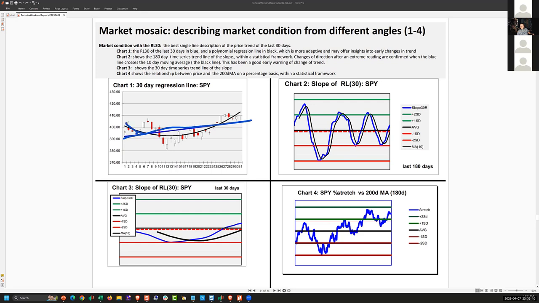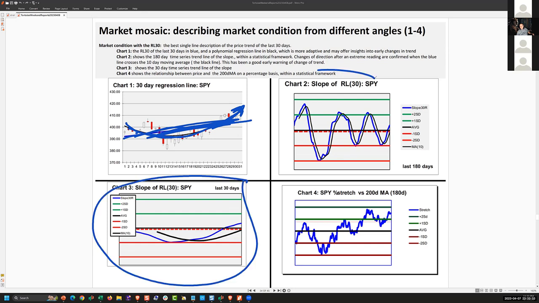This is a moving average of that based on, what is that called? The polynomial moving average. Don't ask me for details. It just gives you sort of turning points smoothly. This one computes the slope of that regression line against 180 days of max min standard deviation. It gives you a z-score.